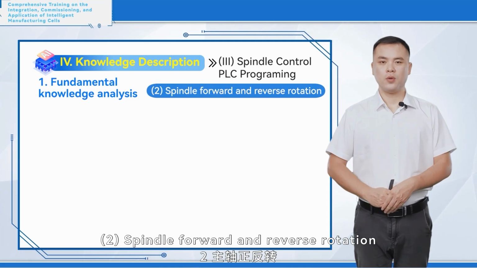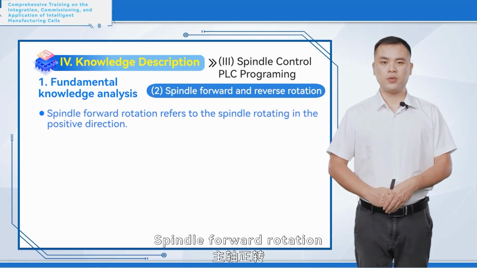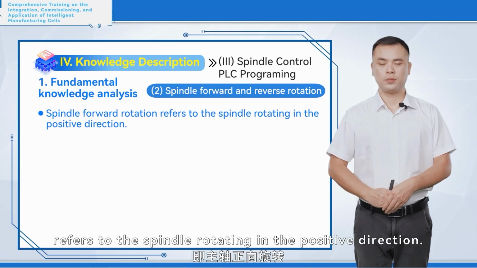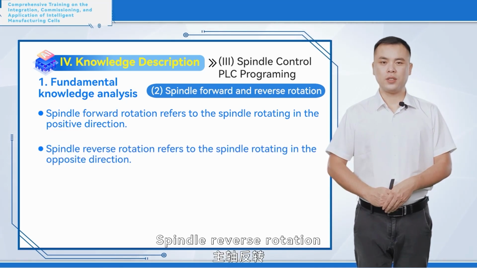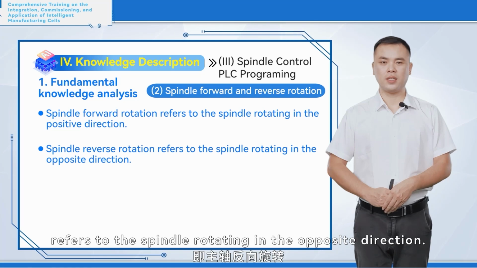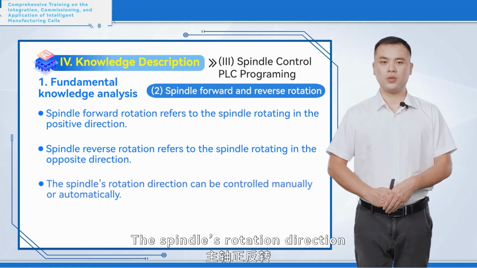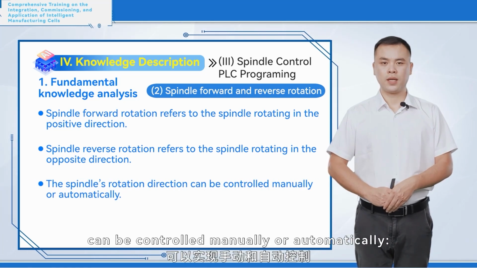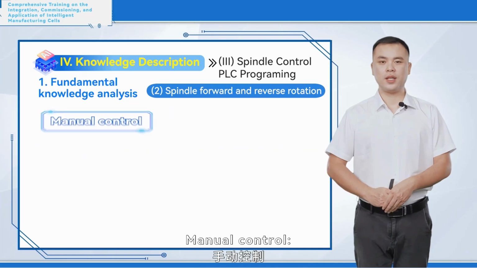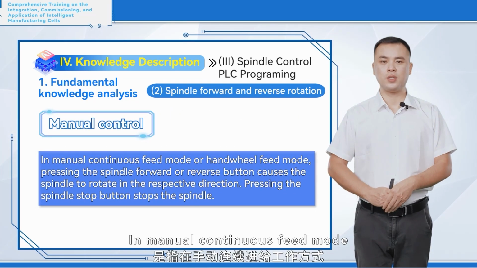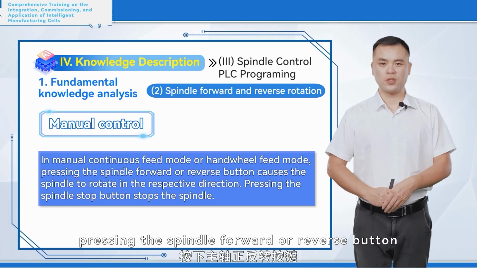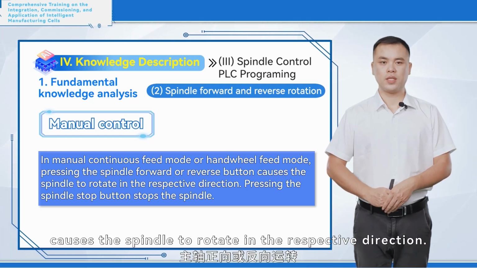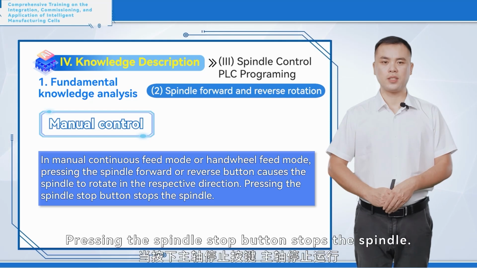2. Spindle forward and reverse rotation. Spindle forward rotation refers to the spindle rotating in the positive direction. Spindle reverse rotation refers to the spindle rotating in the opposite direction. The spindle's rotation direction can be controlled manually or automatically. Manual control: in manual continuous feed mode or handwheel feed mode, pressing the spindle forward or reverse button causes the spindle to rotate in the respective direction. Pressing the spindle stop button stops the spindle.